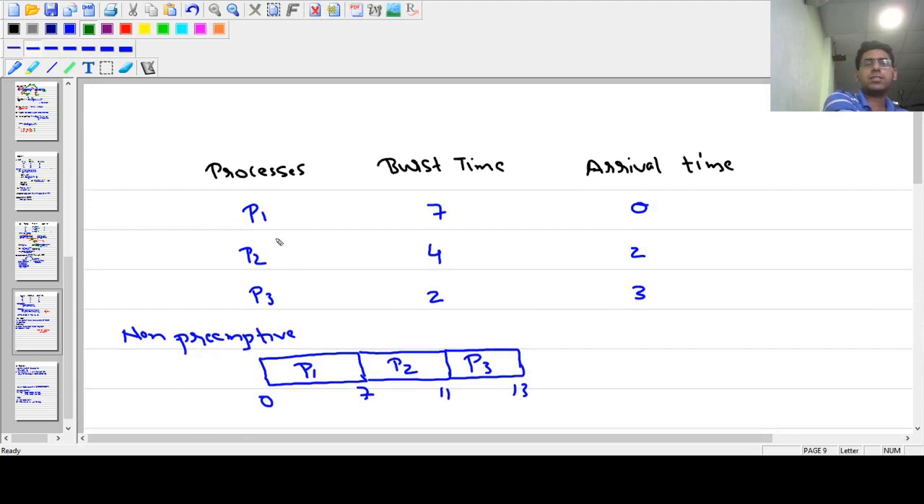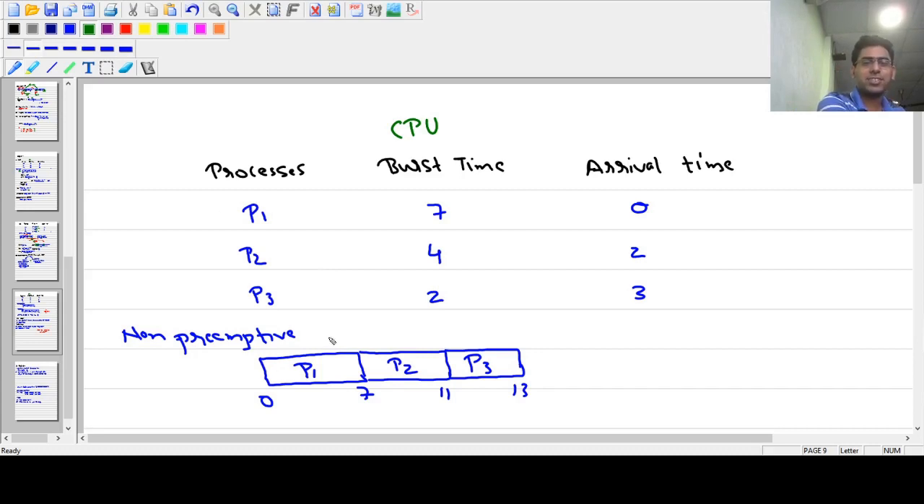So considering this example, this is the CPU burst time, arrival time, the processes. Considering the non-preemptive approach, that is, no process can preempt. Once the process has come into the cabin of the CPU, no other process can disrupt that particular process. So this is non-preemptive, no disturbances.